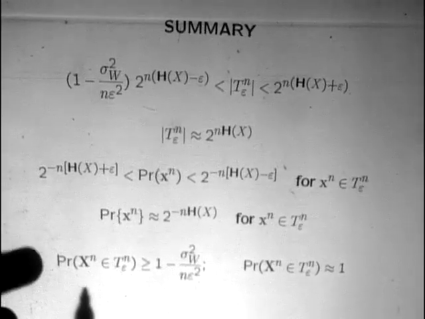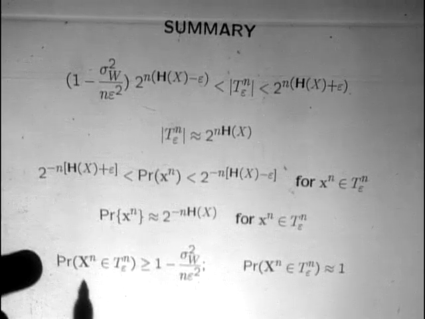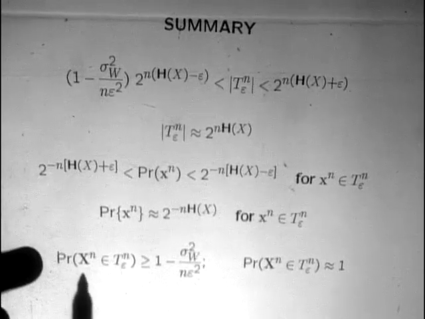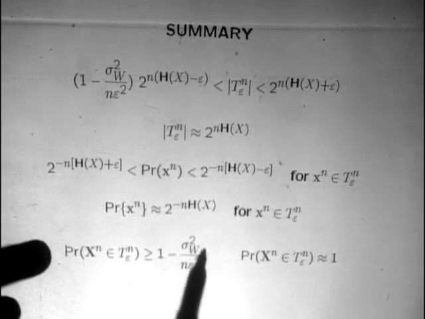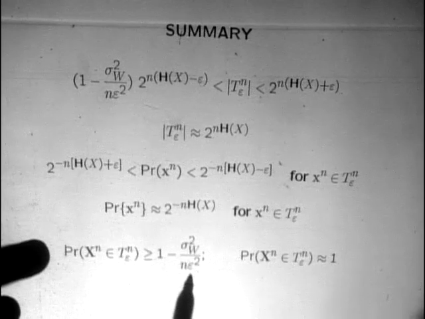Okay, finally, the last statement is that the probability that you get a typical sequence is greater than or equal to 1 minus this variance divided by n times epsilon squared.